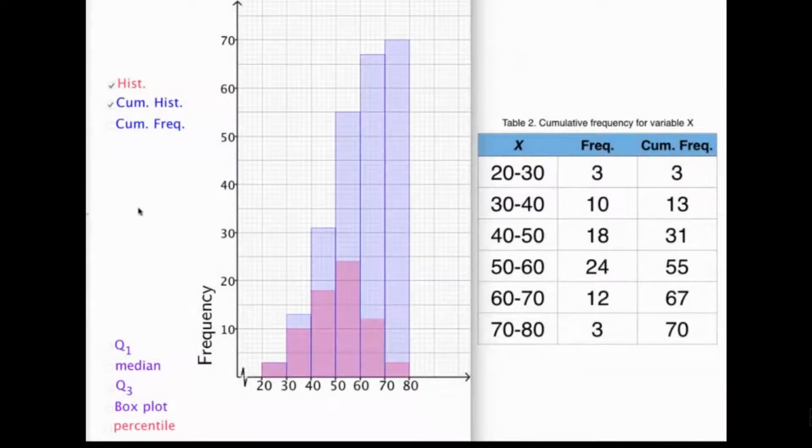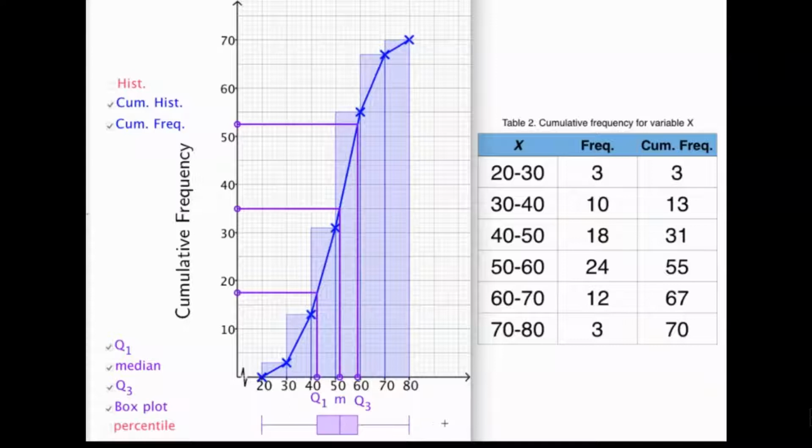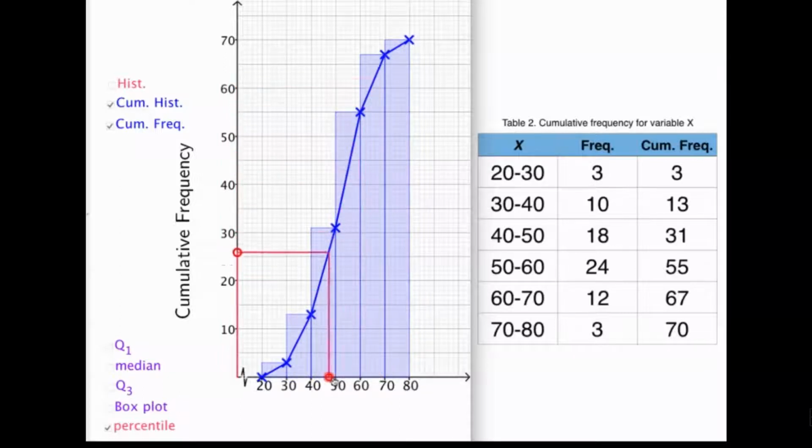So quickly, here is our histogram, which allows us to build a cumulative histogram, which then, given the endpoints, allows us to create the cumulative frequency polygon, or use a smooth line in the graph. This easily allows us to find Q1, the median, and Q3, giving us a box and whisker plot, but we can also use it for arbitrary percentiles given our data. And that is that.